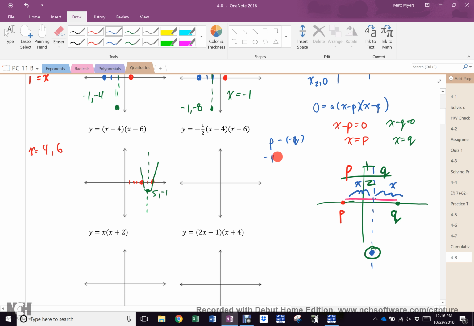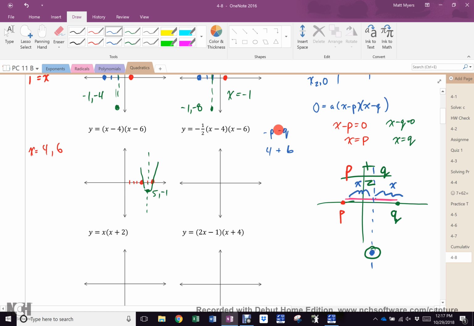P is -4, minus Q would be -4 plus 6, wouldn't it? Is that right? Oh, are you not doing dividing too? Well, even if I divide by 2, that's still not right, is it? Because I know my vertex is 5. Build the formula, guys. -P minus Q. That work? That would be 4, -4, right? Minus Q would be plus 6. Does that work?